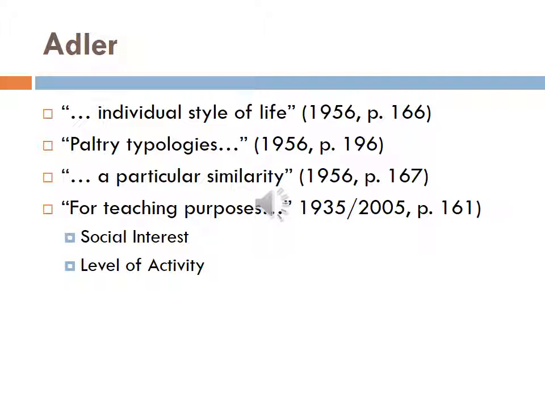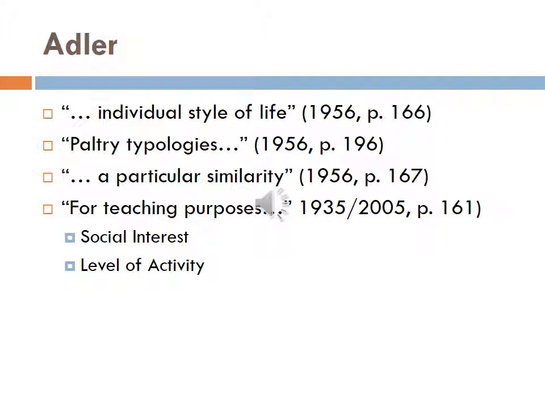The ambivalence about typologies begins with Alfred Adler. On the one hand, he said, "Paltry typologies tell us nothing about the individual mistake, and we do not consider human beings as types because every person has an individual style of life."